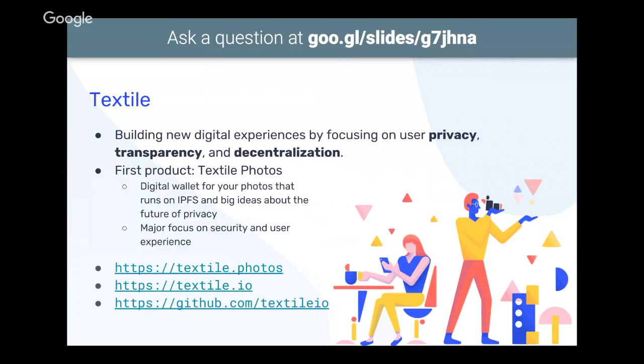Our first product, called Textile Photos, is a digital wallet for your photos that runs on IPFS, and it reflects a couple of big ideas that we have about the future of privacy and what that should look like. We have a big focus on privacy and security, so a lot of our development time is focused there, and we will touch on some of those topics throughout this course. Feel free to check us out on those links if you feel like. We're a fully open source team, so you can take a look under the hood and see what we're up to there.